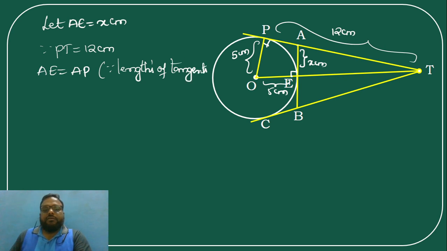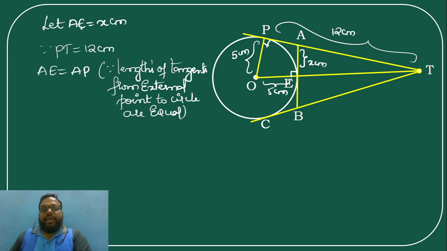Tangents from an external point to a circle are equal, right? So AE I took as X. So therefore AP also will become X centimeters, right? Now here, PT I can write as AP plus AT.